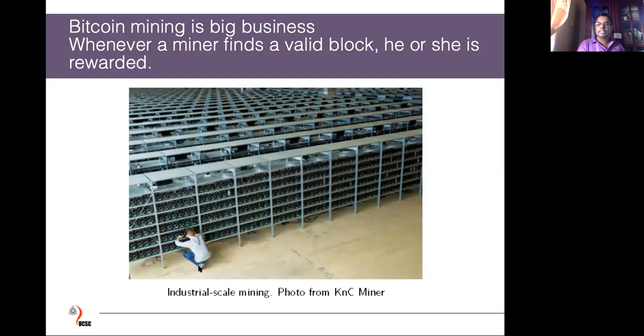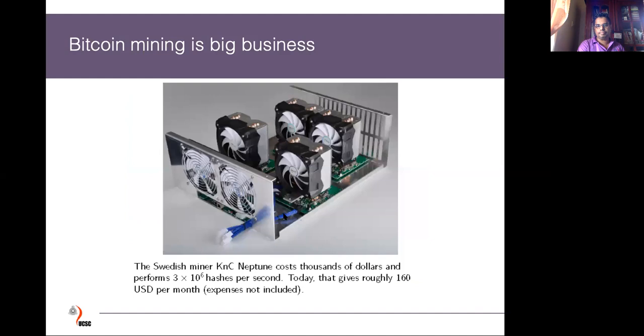There are big Bitcoin mining farms, huge server farms, which compute these hash values, because it's a big competition between the miners. Every mining company is trying to create these blocks before the other companies, to get those rewards. So mining has become a big business nowadays.